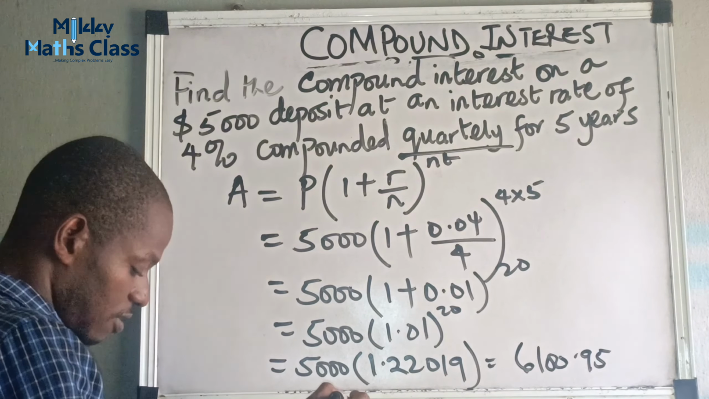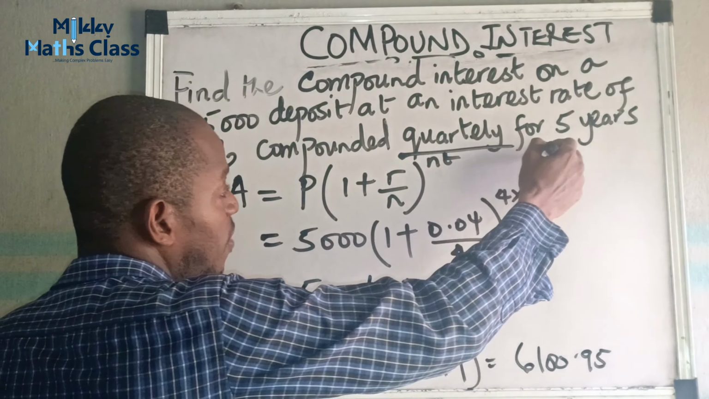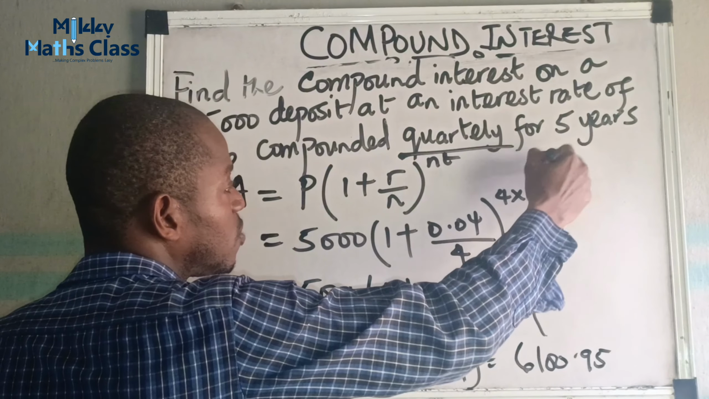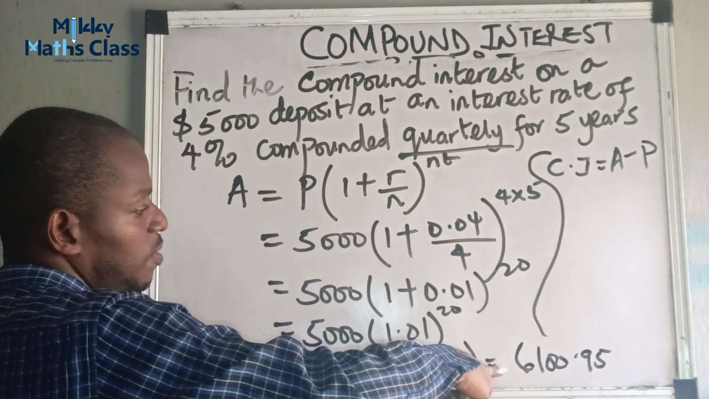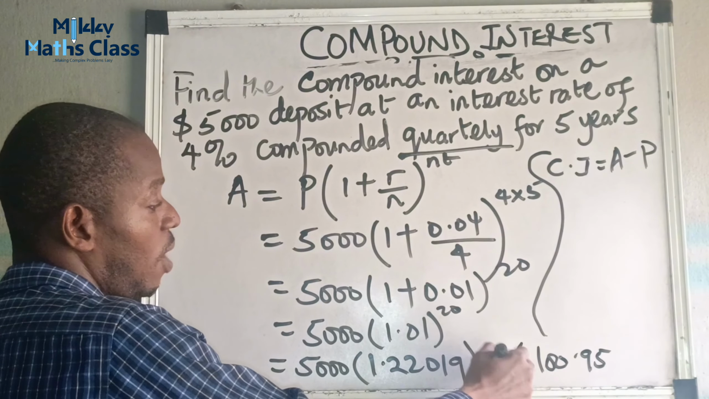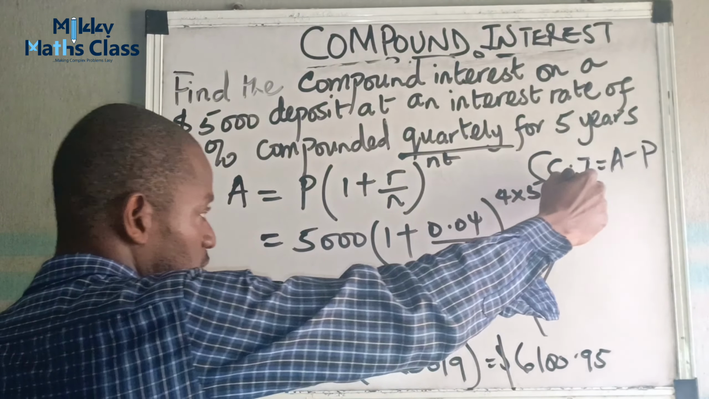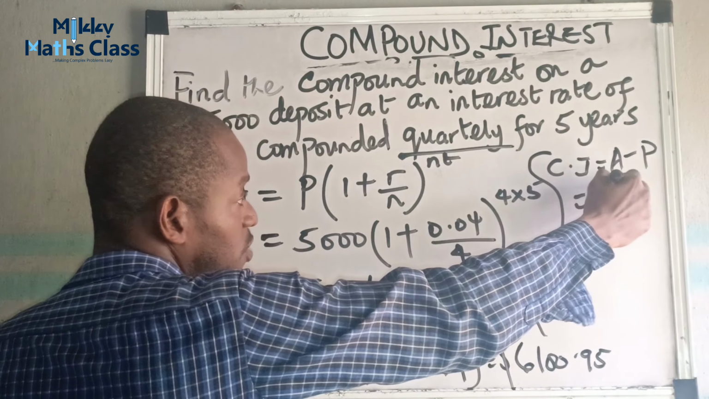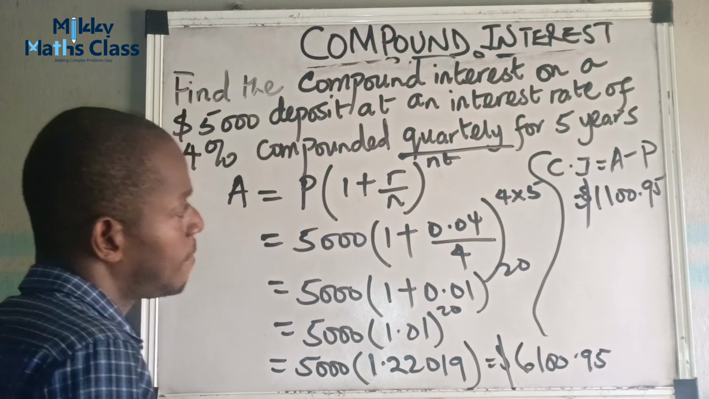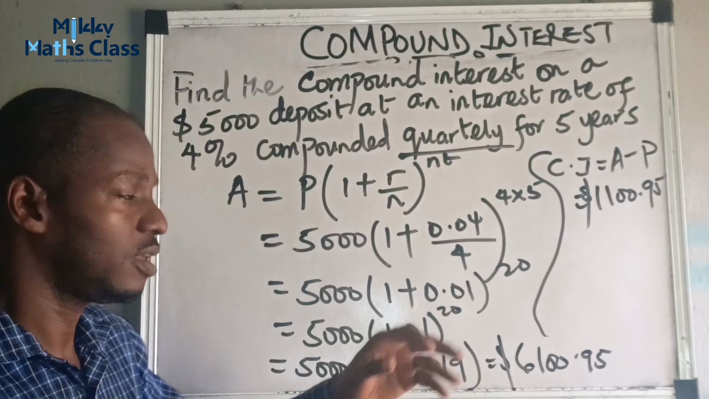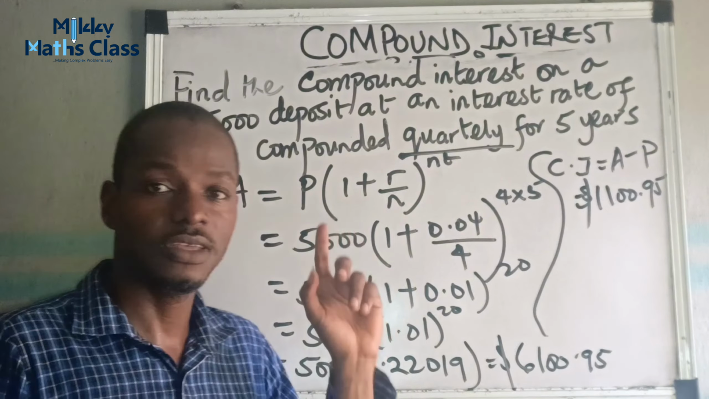Now, I have done that. The next thing we will now do, we have found our amount. We'll find our compound interest. Compound interest is equal to our amount minus the principal. So this becomes $6,100.95 minus $5,000. That will give us about $1,100.95. That is the compound interest.